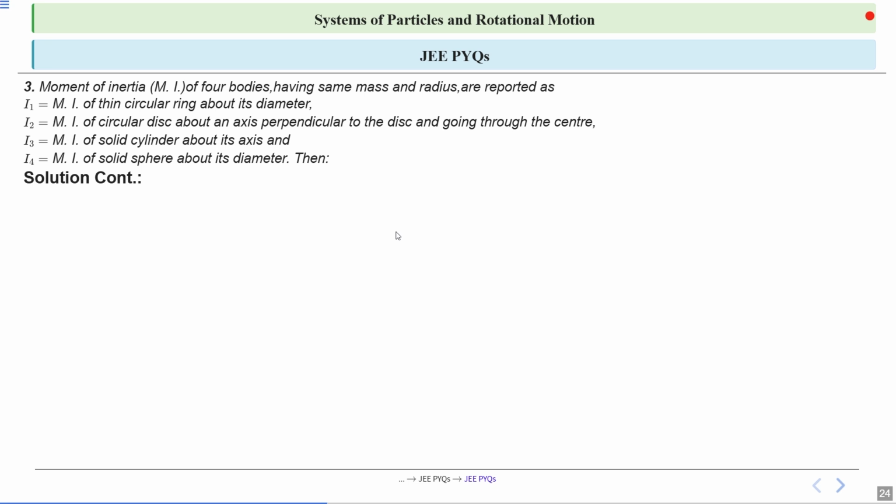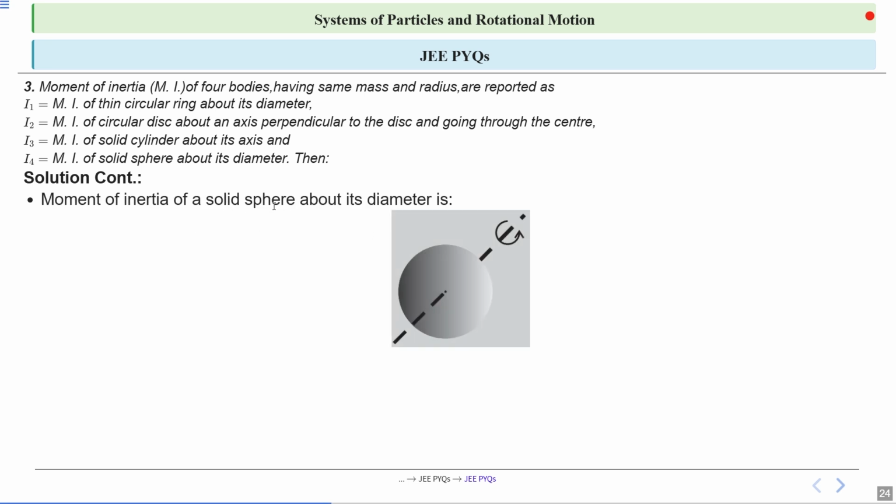Now, moment of inertia of a solid sphere about its diameter is I4 equal to 2/5 mr square. So, this is the solid sphere and axis of rotation is about its diameter.